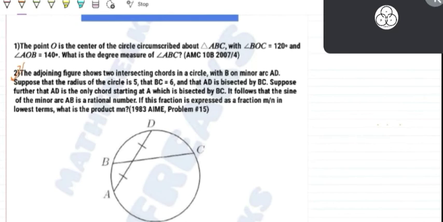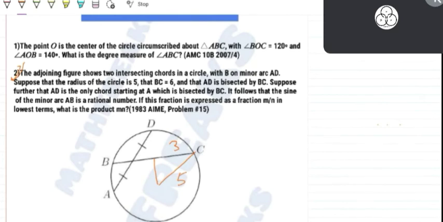And this question is even the best question that we're going to solve today. The diagram of the question is based on so much good application that we should read the question two times. The adjoining figure shows two intersecting chords in a circle with minor arc AB. Suppose that the radius of the circle is 5, BC is 6. See, we are getting a Pythagoras triplet here again. This is 5, this is 3.